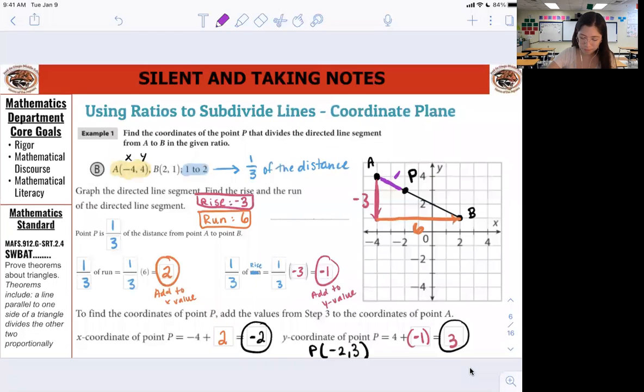So we found the place where it divides A to B by a ratio of 1 to 2. There is my subdivided segment. It definitely takes a lot longer because this line segment is not flat. It is on a diagonal. However, we're not doing any difficult math. It's just that the process takes a while, and we have to practice doing it over and over again. But do I have any questions on where any of these numbers came from?